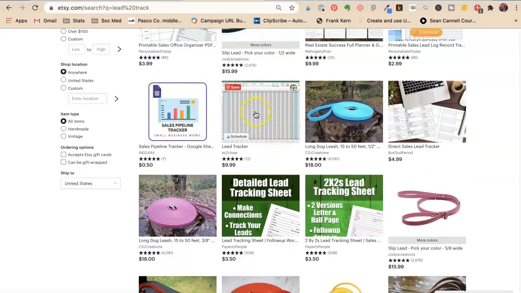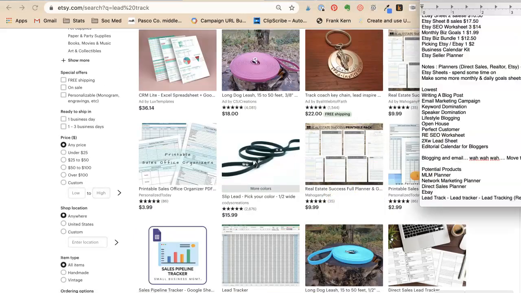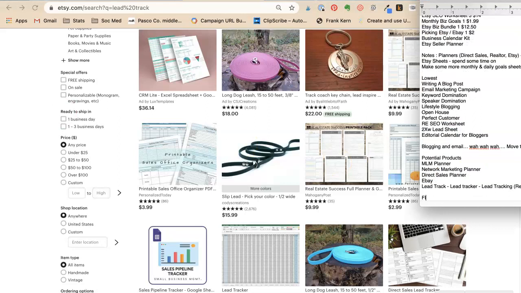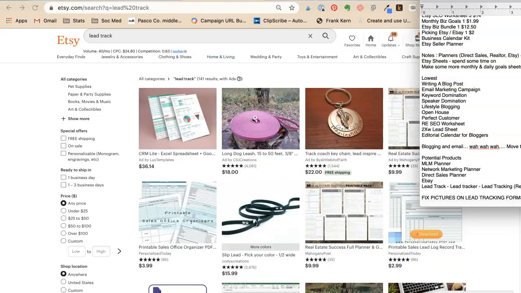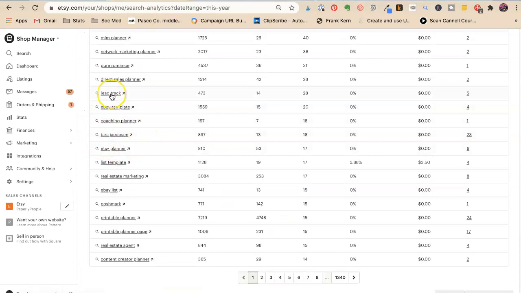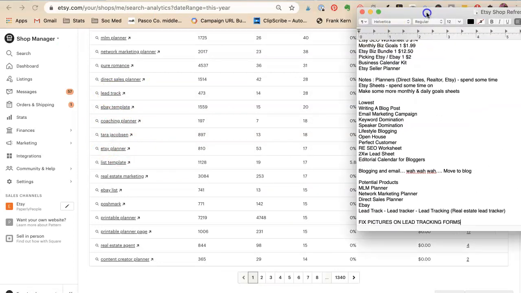That's an Excel spreadsheet. Direct sales lead tracker. And there I am. I have two different lead tracking sheets. My pictures suck. Okay, so I need to fix pictures on lead tracking forms. All right, I didn't get to that. So that could be a reason why I show up really high in search, but I'm not selling tons of them. Let's go back to our stats.